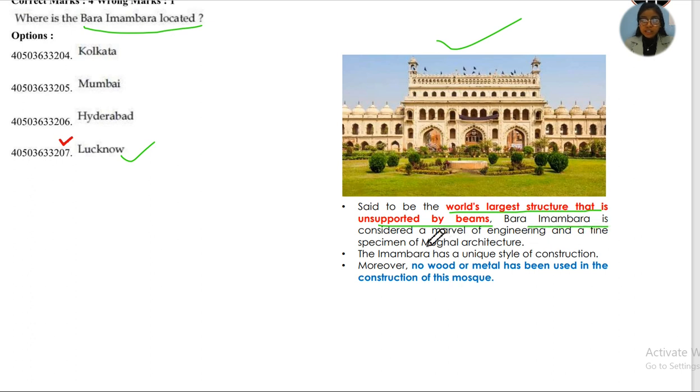Bada Imam Bara is considered a marvel of engineering and a fine specimen of Mughal architecture. This is important. Mughal architecture is seen in this building. Also, it is the largest wall structure unsupported by beams. No wood or metal has been used in the construction of this mosque. So these are four important points, and its location is in Lucknow, Uttar Pradesh.